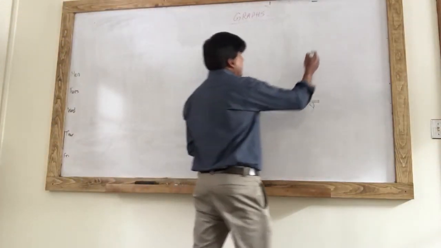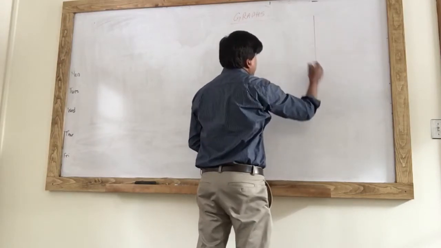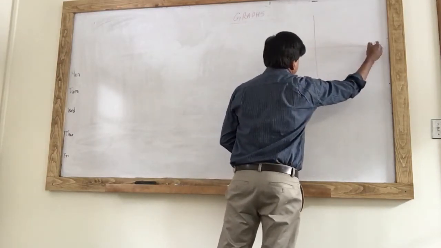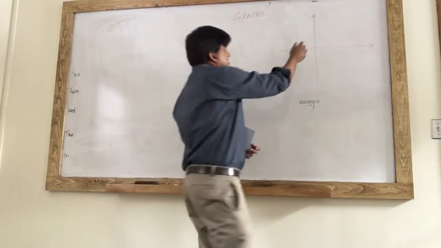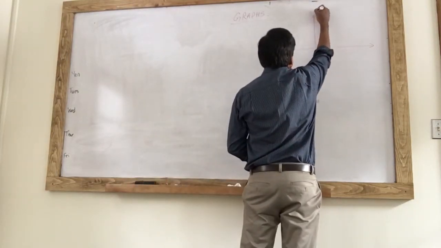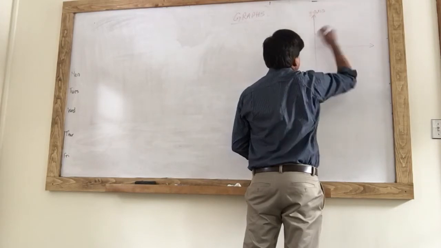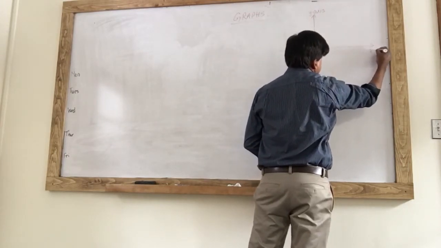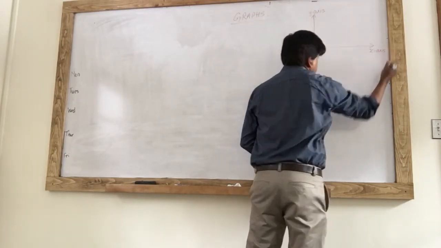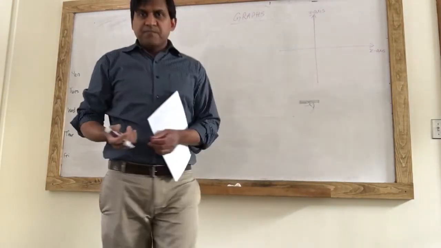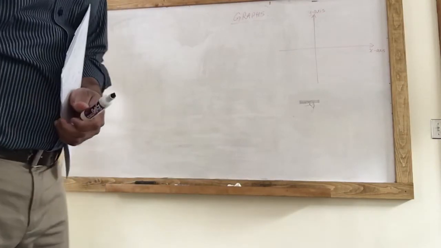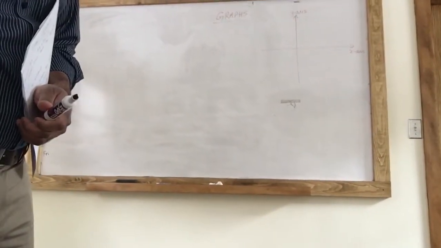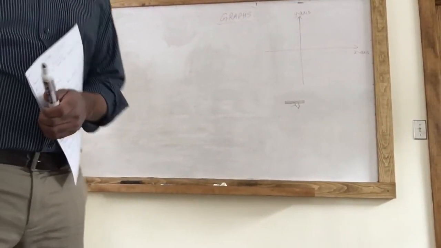A graph has two axes, the vertical axis or the y-axis, and the horizontal axis or the x-axis. So we'll use graph paper. There are a lot of questions with graphs on the exam, so we'll work with that as we go along.